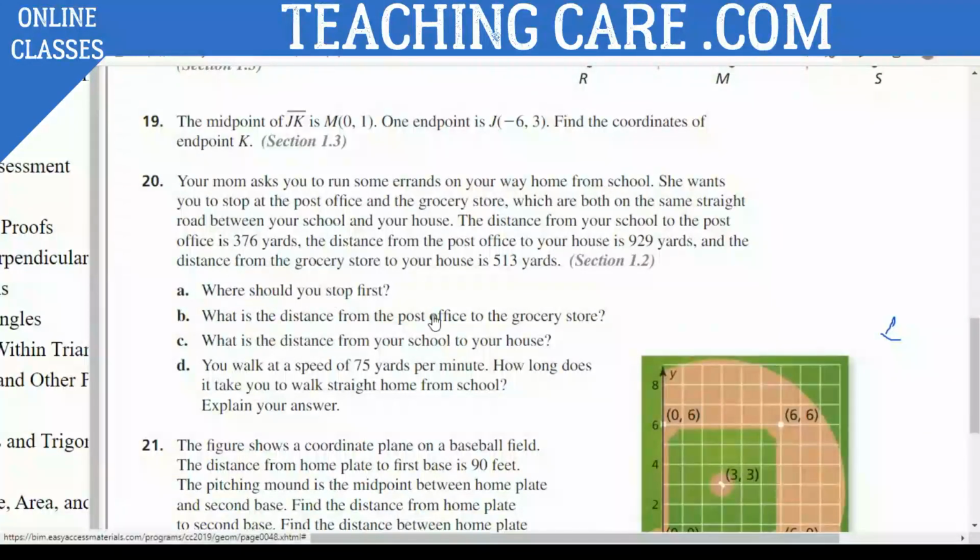A word problem we are seeing here. Your mom asks you to run some errands on your way home from school. She wants you to stop at the post office and grocery store, which are both on the same straight road between your school and your house. The distance from your school to the post office is 376 yards. The distance from the post office to your house is 929 yards. And the distance from the grocery to your house is 530. The question is, where should you stop first?